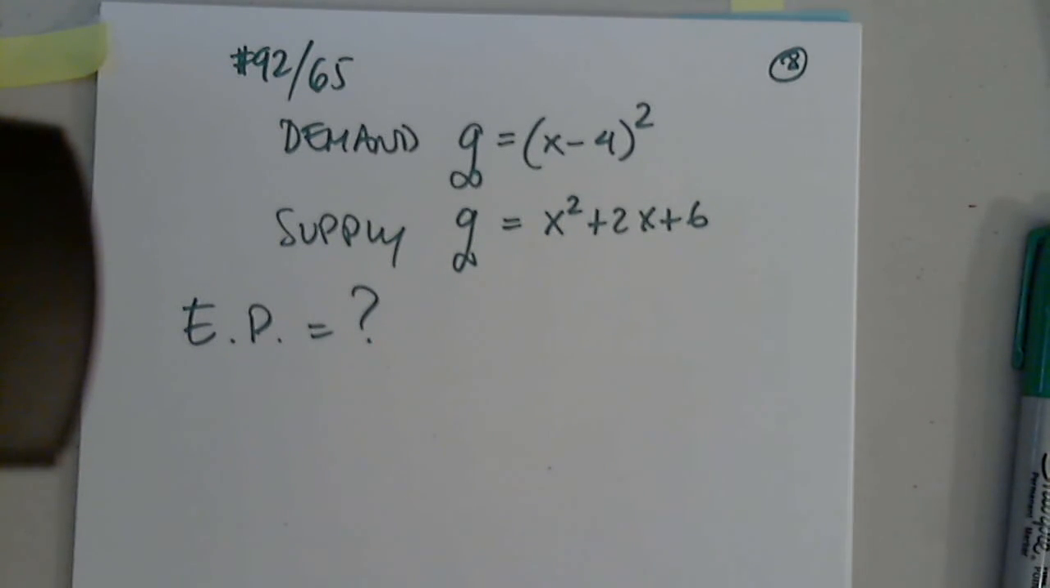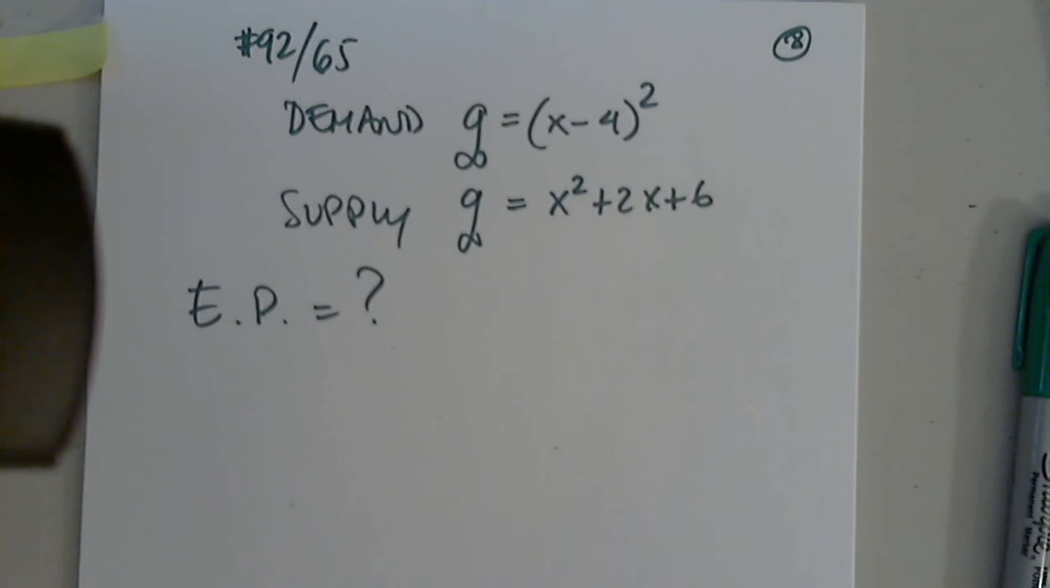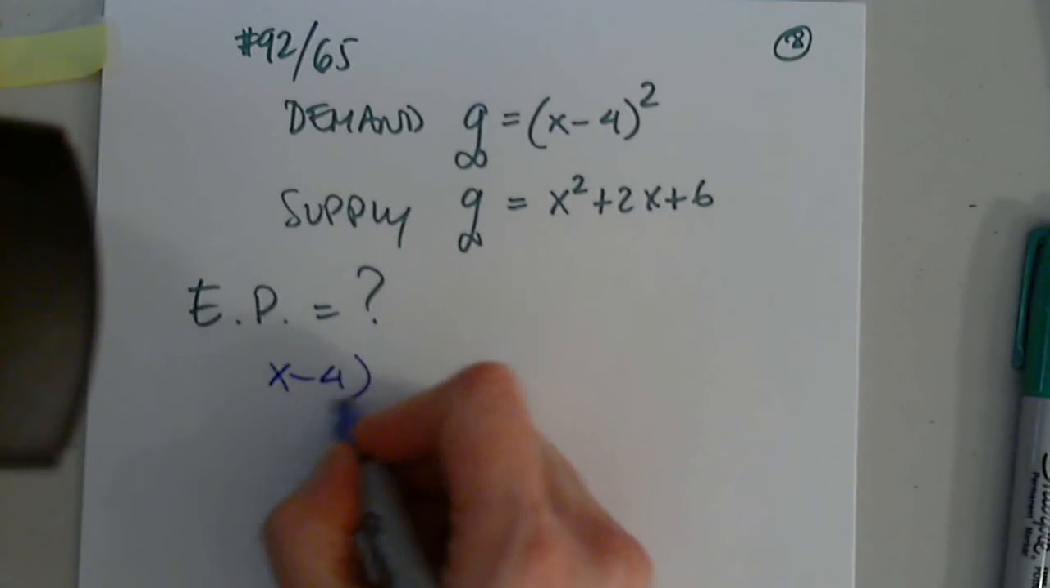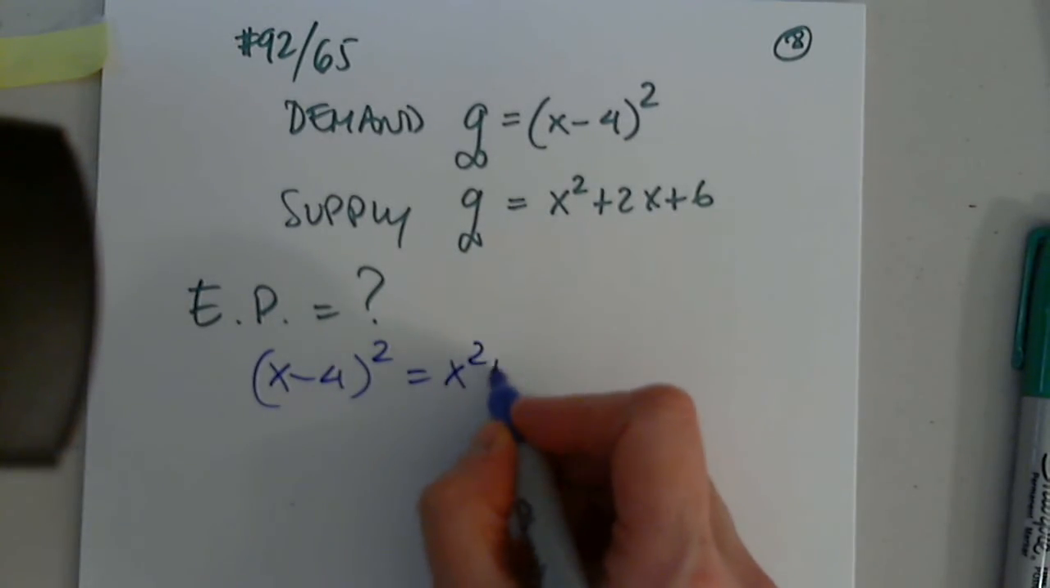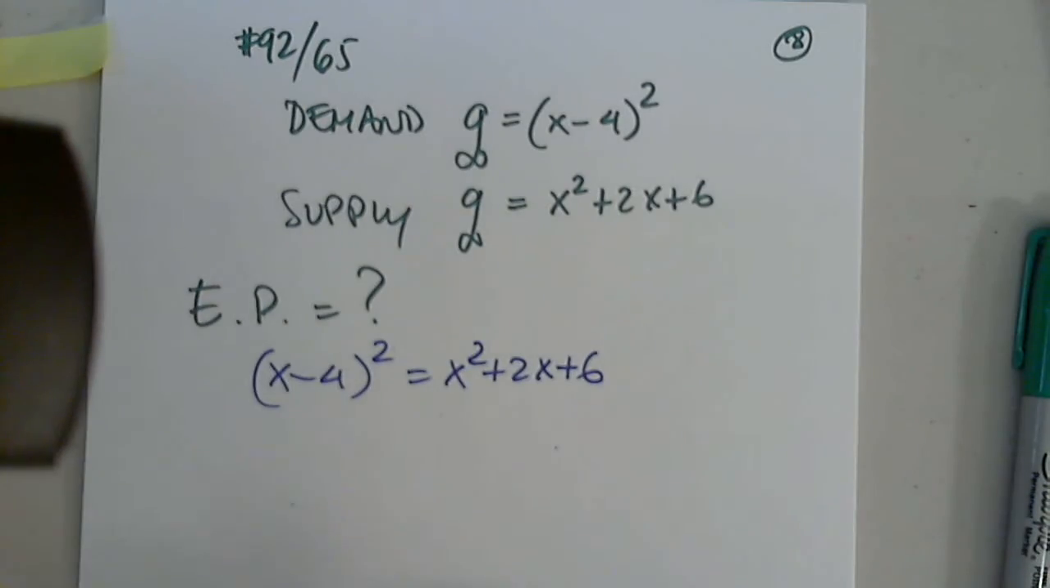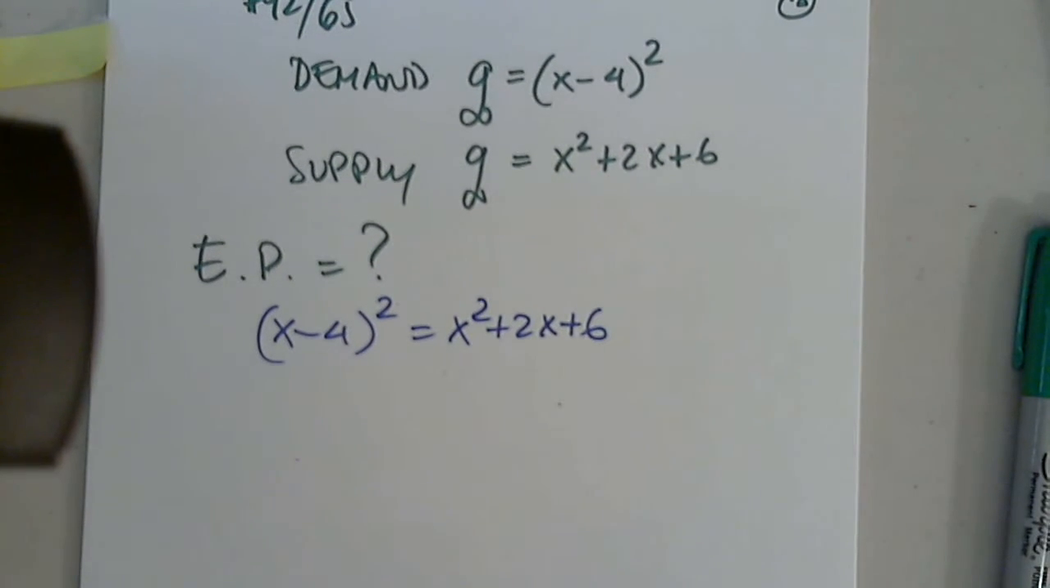Okay, so how do we determine the equilibrium point where the demand and supply are the same? What do I have to write? You set them equal to each other. Thank you very much. Indeed, (x minus 4) squared equals x squared plus 2x plus 6. Perfect. Well done.